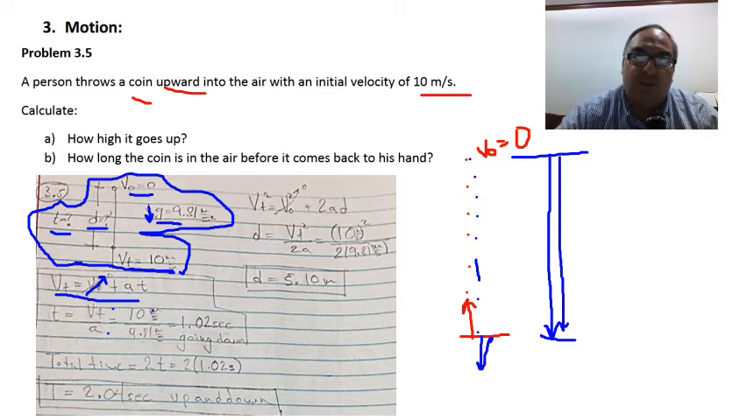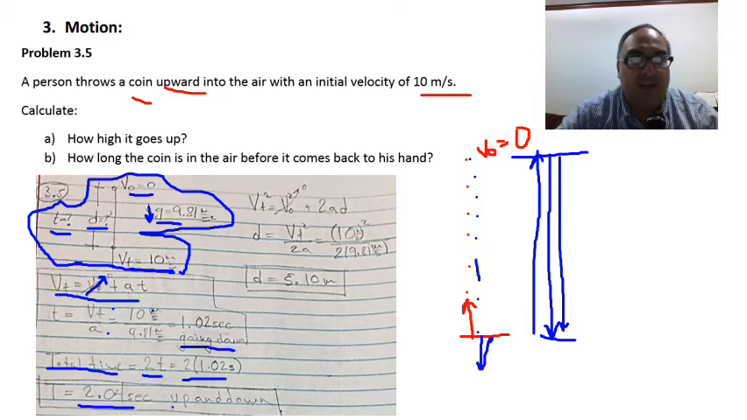But we also have the going up, right? So the total time is going to be 2 times t, which is the time going down. So it's 2 times 1.02, which is 2.04, and that is up and down. So that will be the first part.